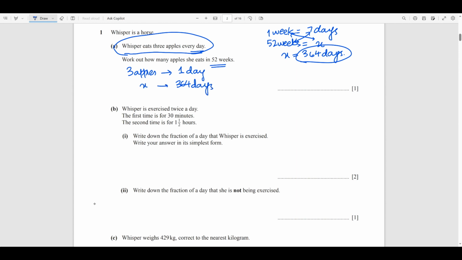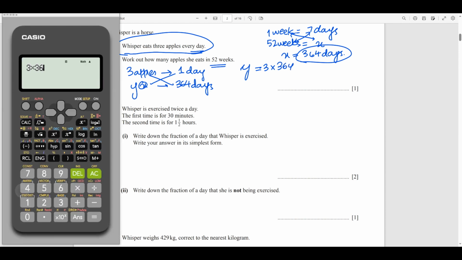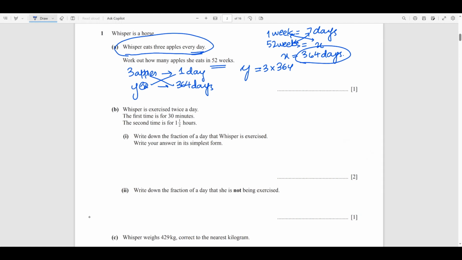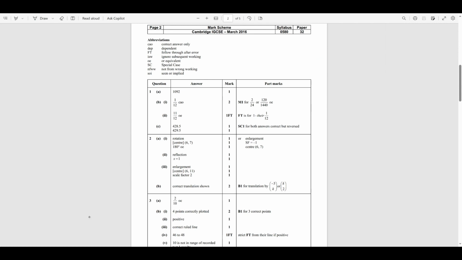And then this is unknown, so again cross multiply, because when the days increase, the amount of apples he would eat will also be greater than 3, right? So let's call it another variable because we have already taken x here. So y times 1 is y, and 3 times 364 will be our answer, and that is 1092. Yeah, 1092 it is.